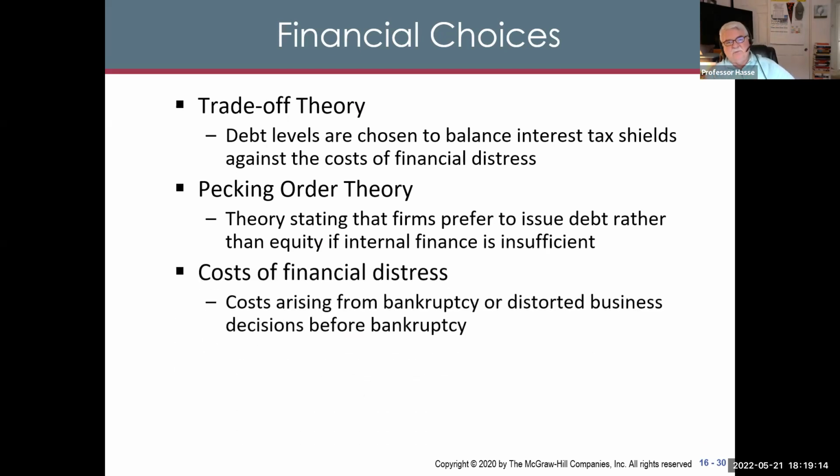Another is the cost arising from financial distress: costs arising from bankruptcy or distorted business decisions before bankruptcy. One of the biggest failures in American business is you keep borrowing money and eventually you're going to run out of your credit. You're generating all your cash flow in your company not for growth, but to pay off the debt. Welcome to Radio Shack.